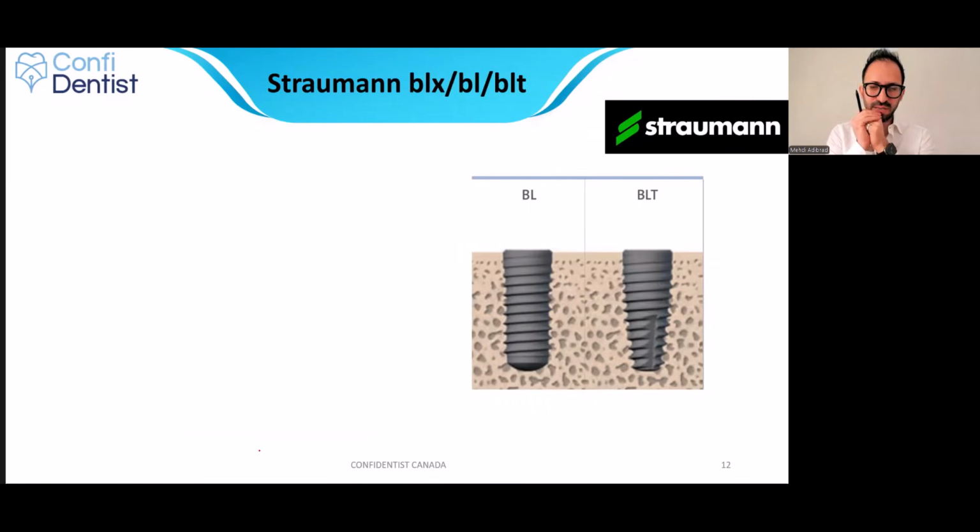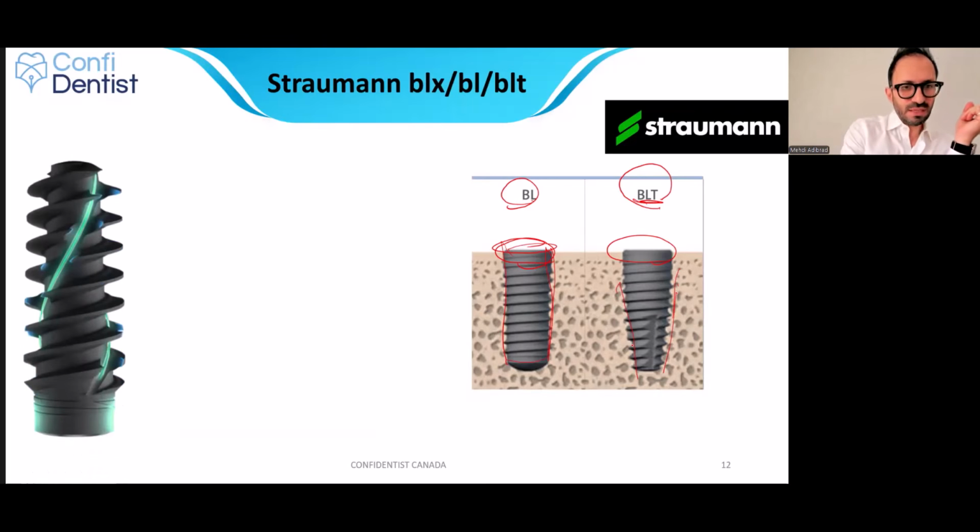Starting with the Straumann bone level and bone level taper. So bone level, you can see it looks like a cylinder with minimal taper, and you can see some micro threads toward the coronal, especially it's more visible in the BLT. And in BLT, the apical half or the apical two-third has a very significant taper, okay?